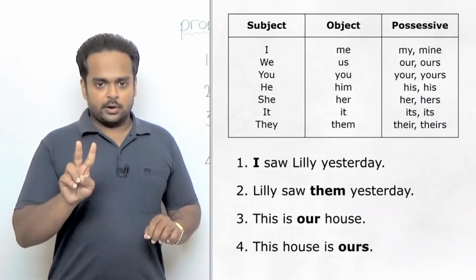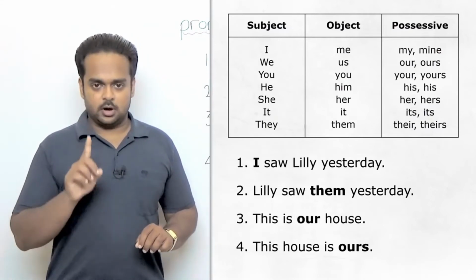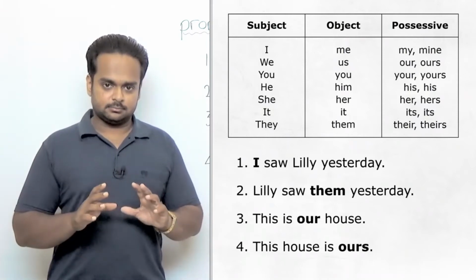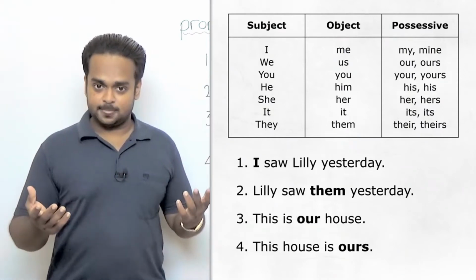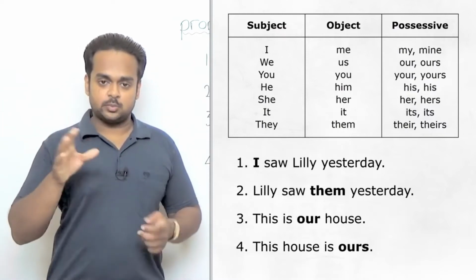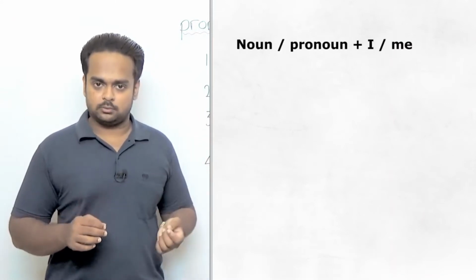But there are two areas where people commonly make mistakes with them. The first is in using the pronouns I and me. Of course, those are the simplest, but those are also where a very common error occurs. And that is when combining I or me with another noun or a pronoun.